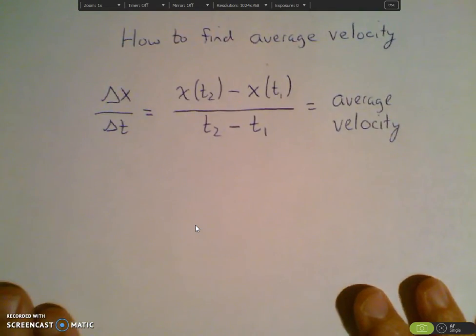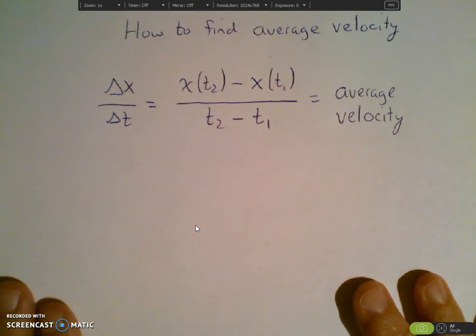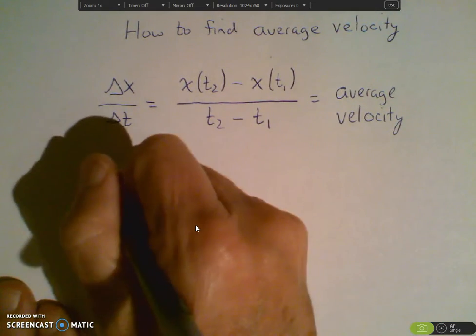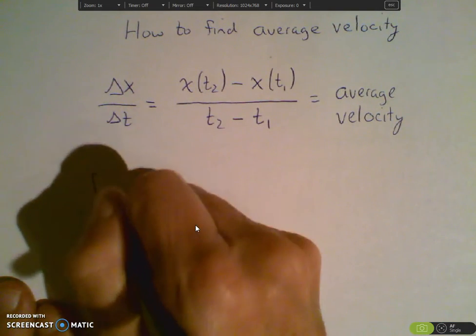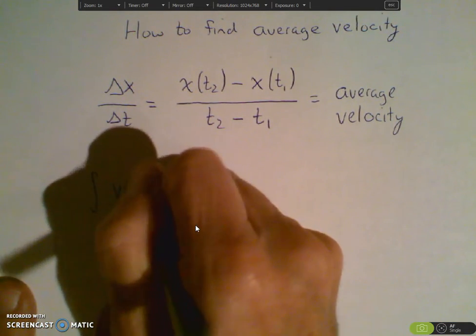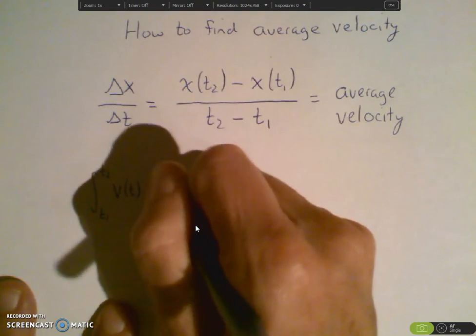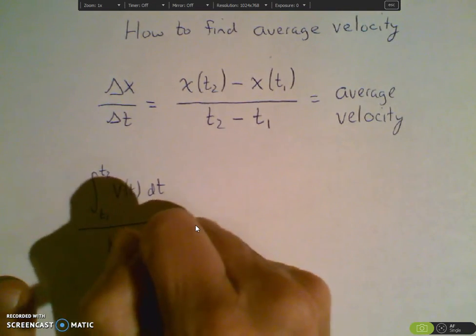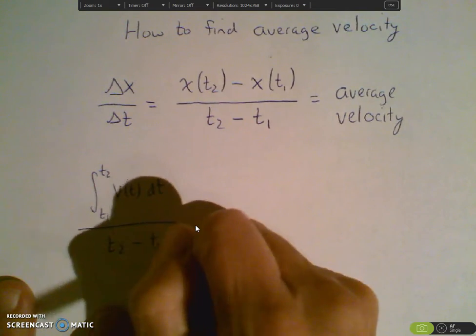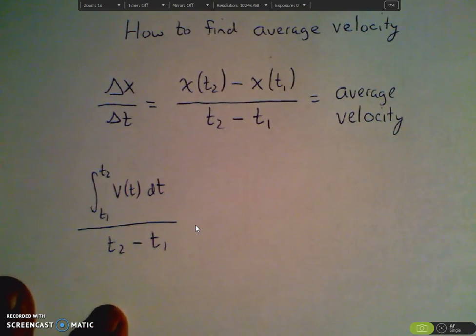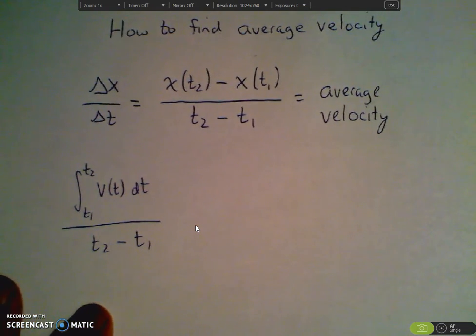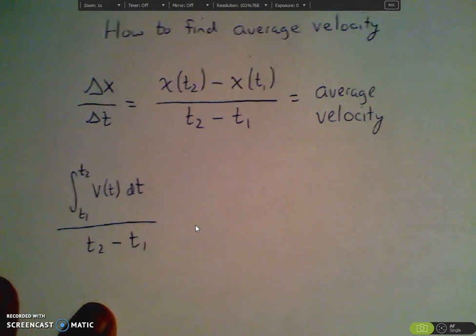There's another way, though. Another way of finding average velocity would be to use a definite integral, to add up all of your velocity values from time 1 to time 2, and then divide by t sub 2 minus t sub 1. When you first look at these, they look like two very different approaches.